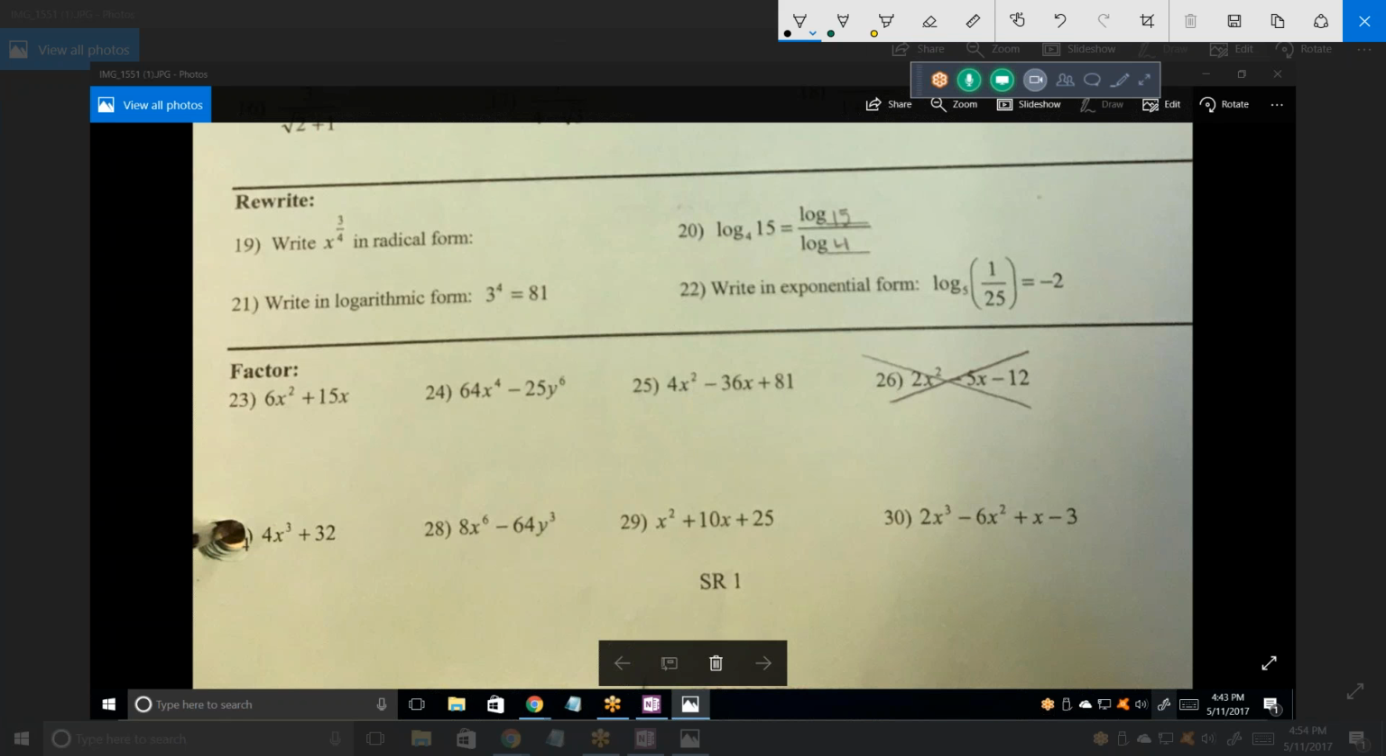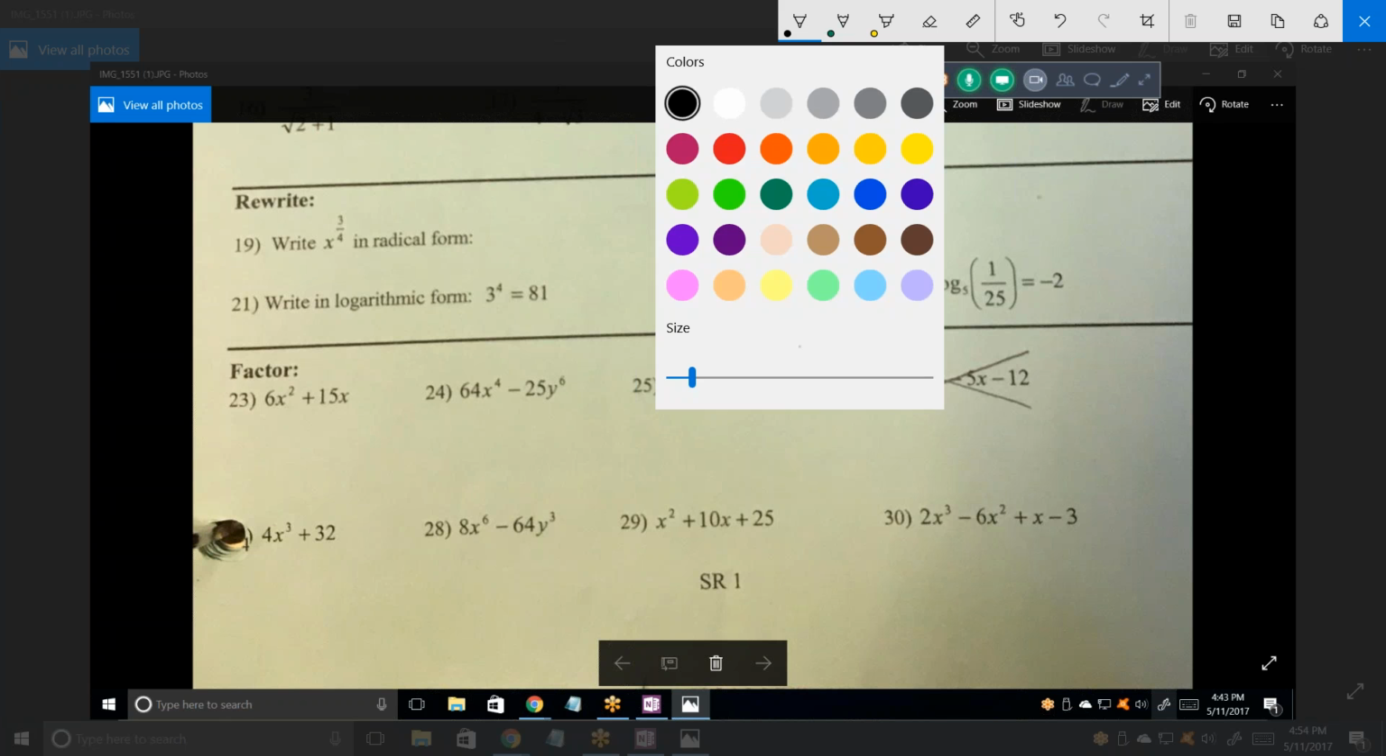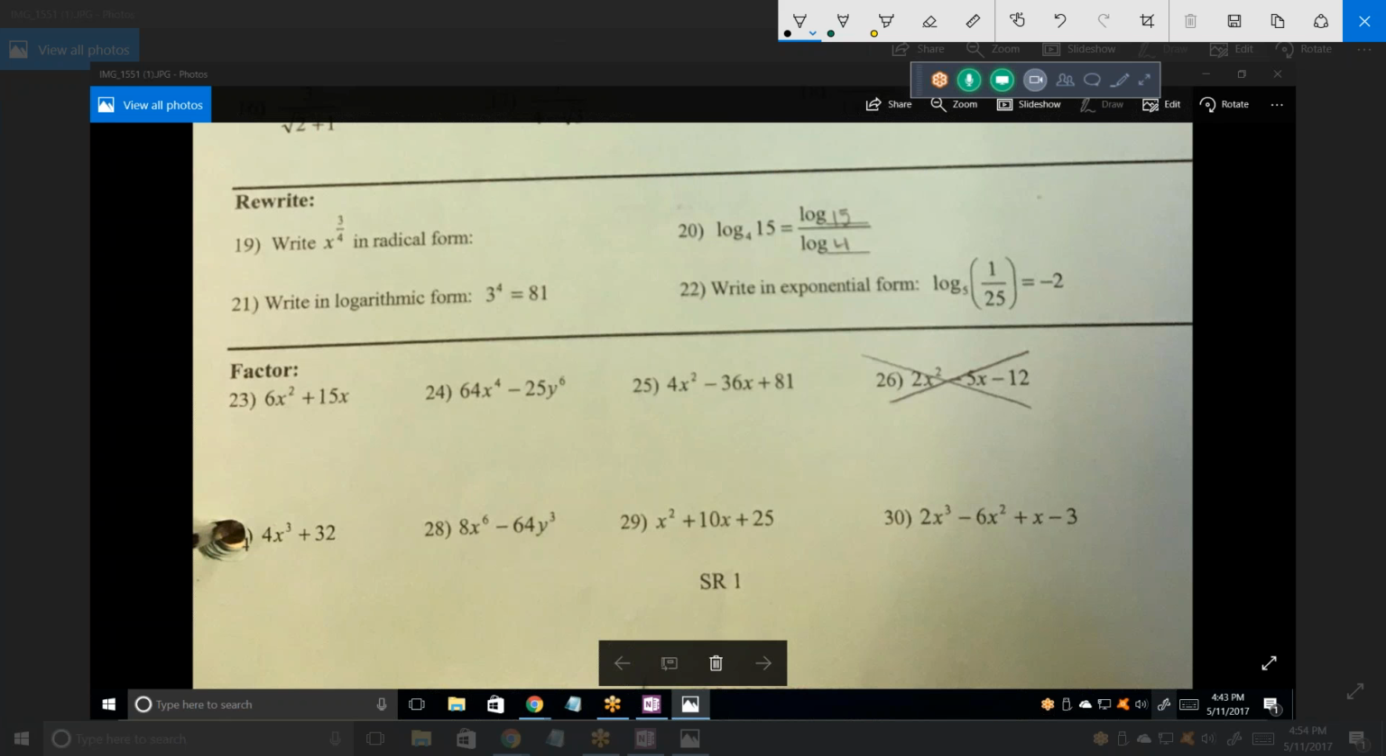4x cubed plus 32. It's a good first step. Take out the greatest common factor. Always the greatest common factor. Oh, 4. Okay. Leaving x cubed plus 8. So now, what's that called? I don't know. I don't remember.